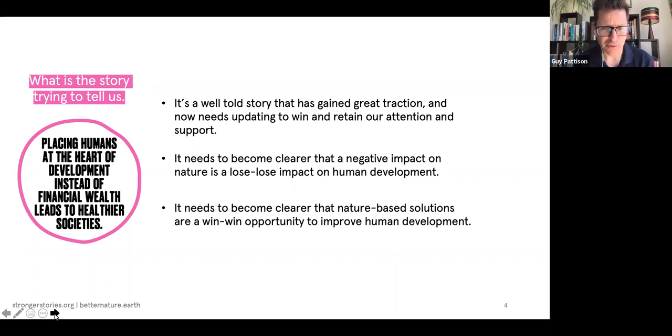We also, these second and third points are related. We need clearer parameters on the story. We need to know that actually there's a lose-lose impact on human development, and there's a win-win. So we need more black and white positioning for the story.